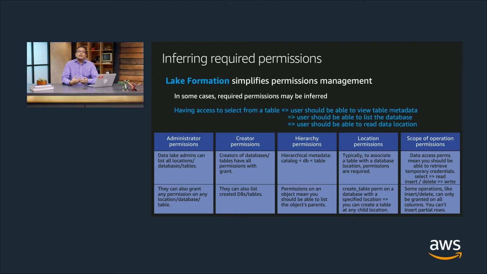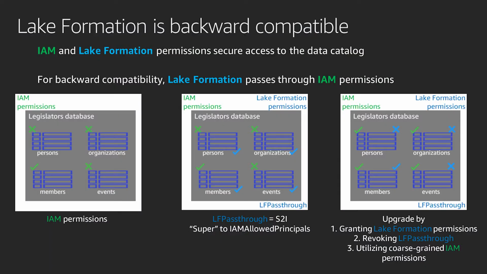If you have insert and delete on a table, it means that you should be able to write to the table's location in S3. In a similar way, some operations like insert and delete can only be granted on all the columns within a table. You can't grant insert on partial rows.